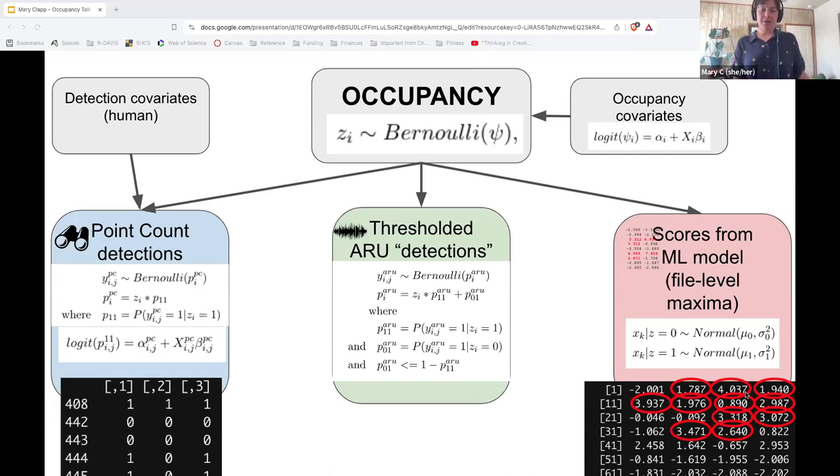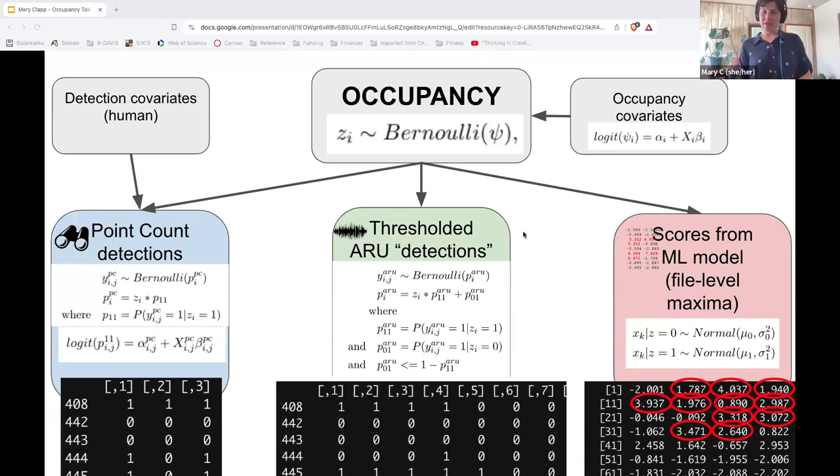Finally, we produced a binarized ARU detection history from those scores that looks very similar to the point count detection history, except that every visit is a file. And the detections are determined by whether the maximum score for the species of interest exceeds an arbitrary threshold, in this case, zero. So if that file level maximum score exceeded zero, it will correspond to a one in this ARU visit matrix. And if that maximum score was -2, that corresponds to a zero.